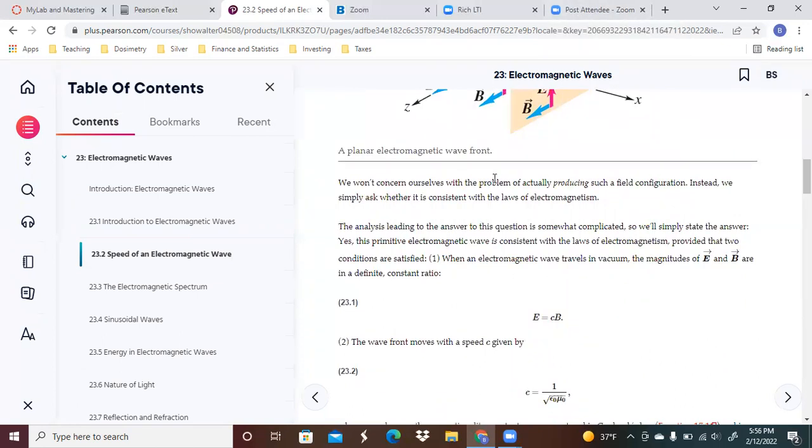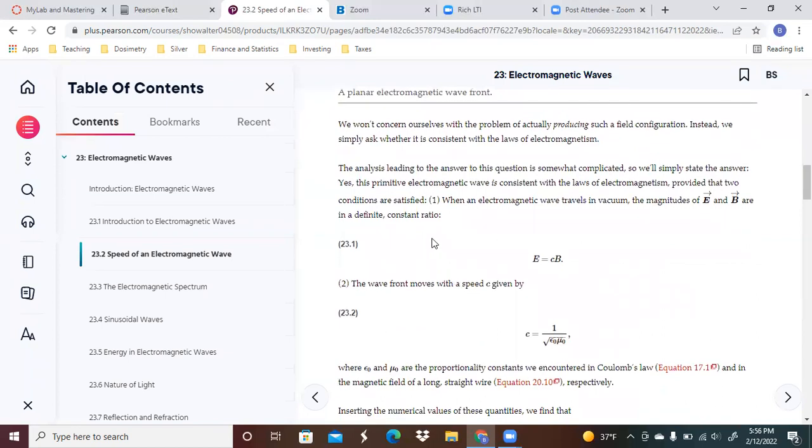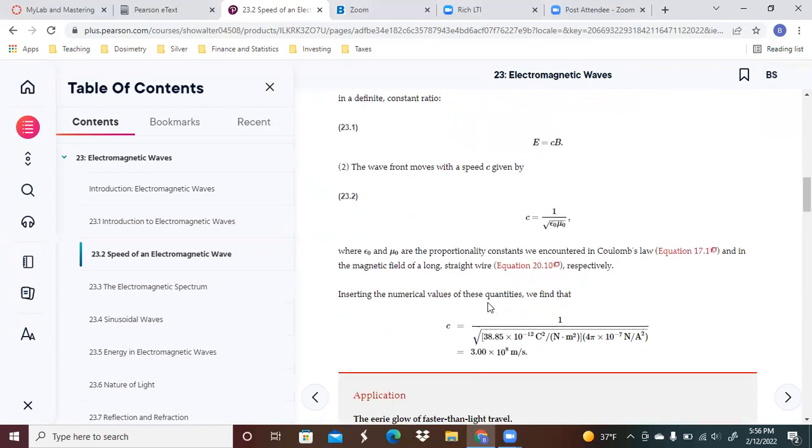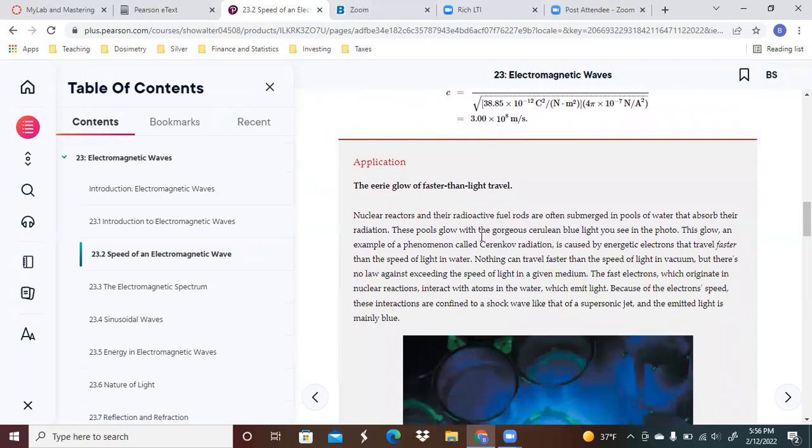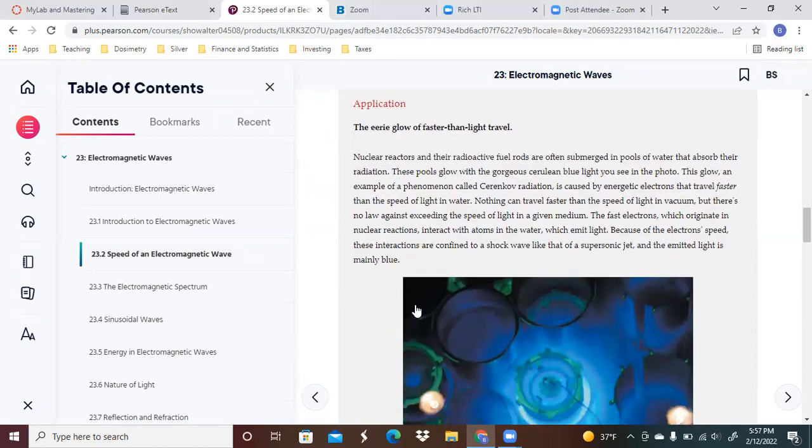So we're not going to concern ourselves with the problem of producing this. Instead, we're going to ask whether it is consistent with the laws of electromagnetism. So when an electromagnetic wave travels in a vacuum, the magnitudes of E and B are in a definite constant ratio. The wave front moves with a speed c, which is given by this, where epsilon naught and mu naught are proportionality constants, which we encountered with Coulomb's law, and the magnetic field of a long straight wire, respectively. So when we insert those into this particular equation, this is what we come up with. And that is, in fact, the speed of light.